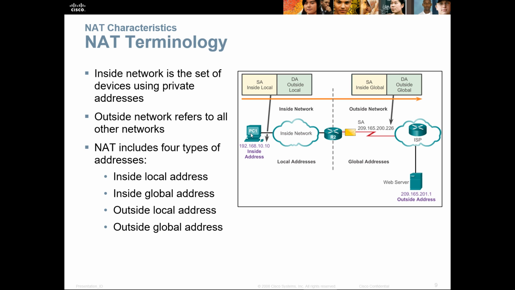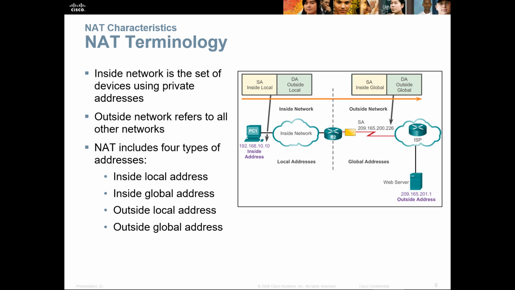So, NAT terminology: inside local, inside global, outside local, outside global. Those are the key concepts for our NAT addresses. Alright, so an inside local address is the IP address assigned to a host on the inside network. This is the address configured as a parameter of the computer or received via DHCP. This address is not likely a legitimate IP address, meaning it's not a public address. That means it should be a private address.